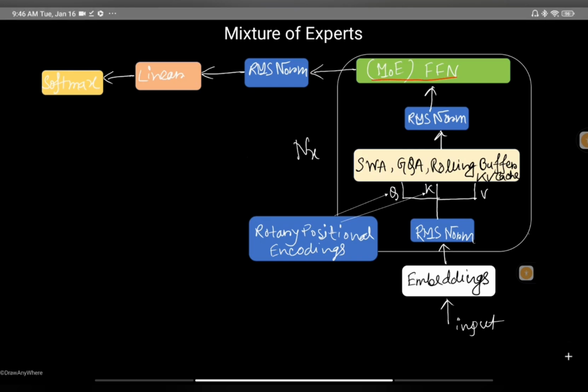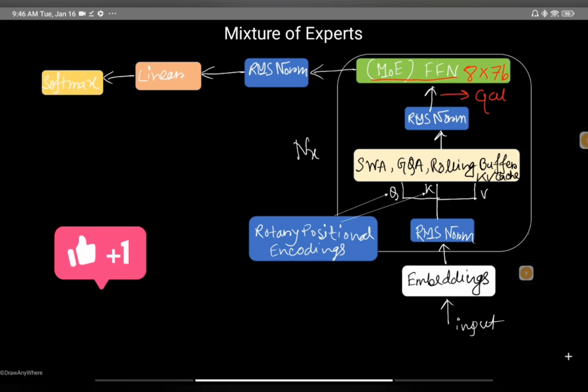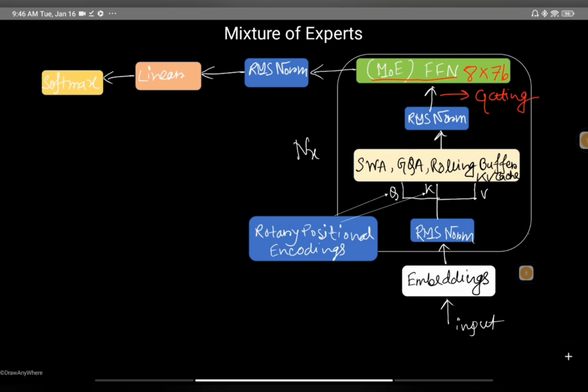Here we can see that this is our mixture of experts, which is nothing but a feed forward network. There are 8 experts of 7 billion parameters each, which are feed forward network layers present here. Before going to the feed forward network, we have a gating mechanism. Don't worry about each of these terms. These are the new things we will discuss in this video, so I am adding them to the diagram, and we will discuss what this gating mechanism is and what the MoE is.